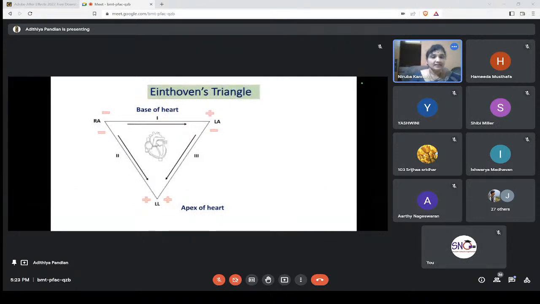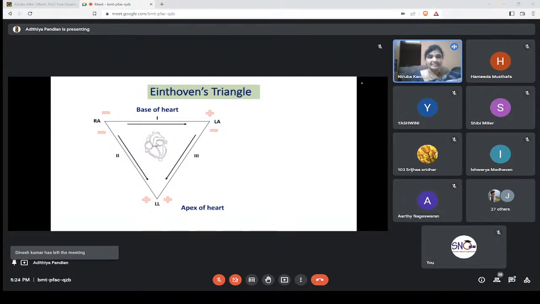This is the Einthoven's triangle, which we saw. Einthoven's triangle is a triangle where we have the heart at the center. What does it say? It acts as a dipole, and the sum of the potentials of all three will be zero. You can see here, the base of the heart is recorded by lead 1.